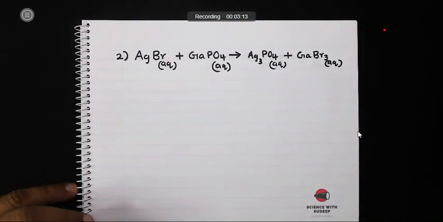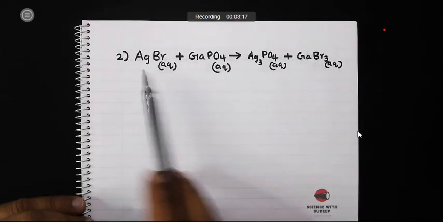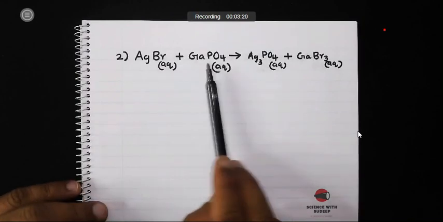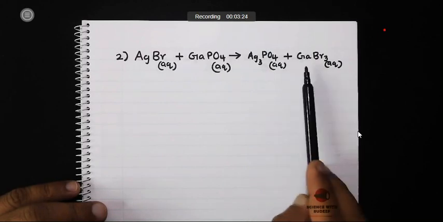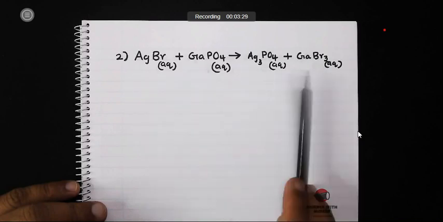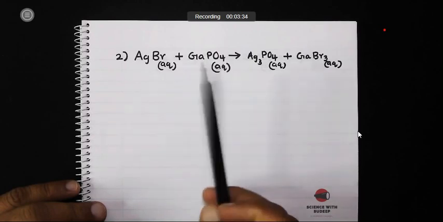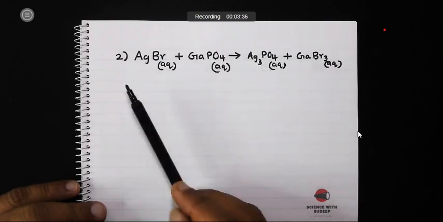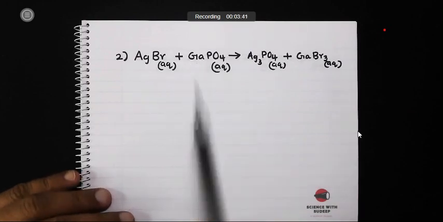I have another question with me here. It's also not a difficult question. Here we have silver bromide, which is in aqueous solution, gallium phosphate, also in aqueous solution, silver phosphate in aqueous solution, and gallium bromide, which is in aqueous solution. All 4 compounds are solids, and in solid state it is difficult for them to be involved in a chemical reaction. That's why they are dissolved in water to form aqueous solutions.